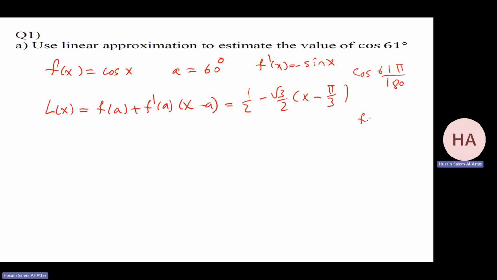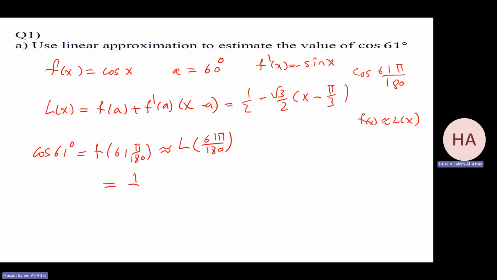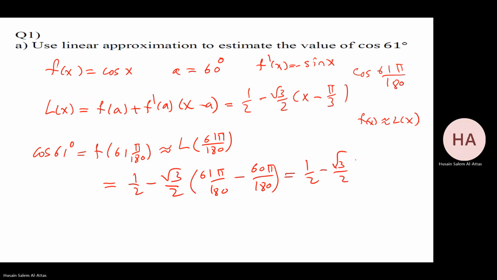So I can approximate f of x using L of x. Cosine 61 degrees will be f of 61 pi over 180, which I can approximate using L of 61 pi over 180, which is equal to half minus square root 3 over 2 times 61 pi over 180 minus 60 pi over 180. So that gives me half minus square root 3 pi over 360. Okay.